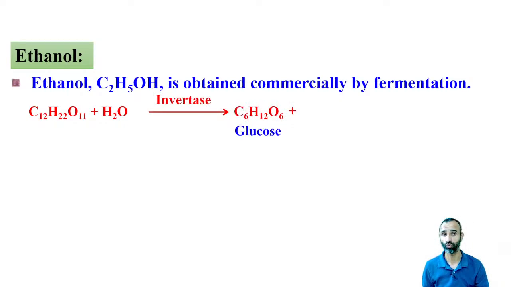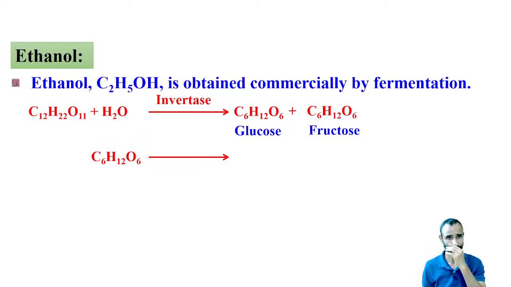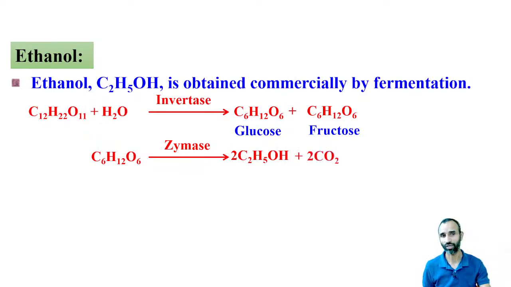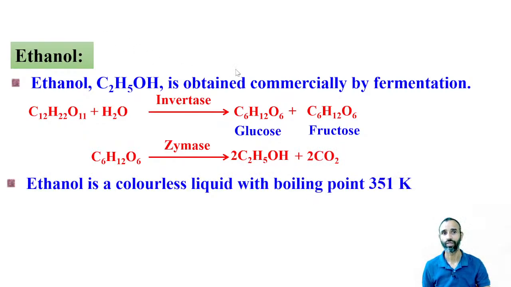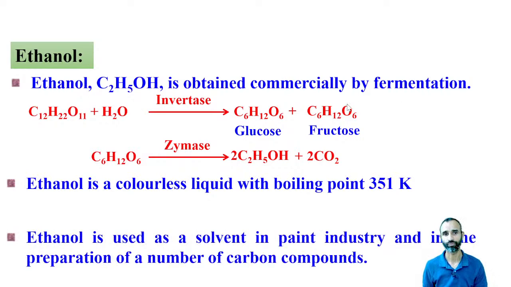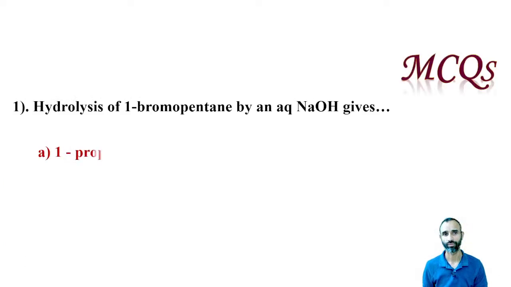Invertase enzyme is used to convert sucrose into glucose and fructose. And glucose is converted into ethyl alcohol and carbon dioxide in the presence of zymase. And ethanol is a colorless liquid. Its boiling point is 351 Kelvin.